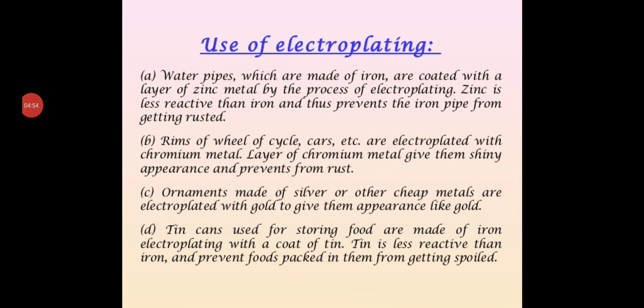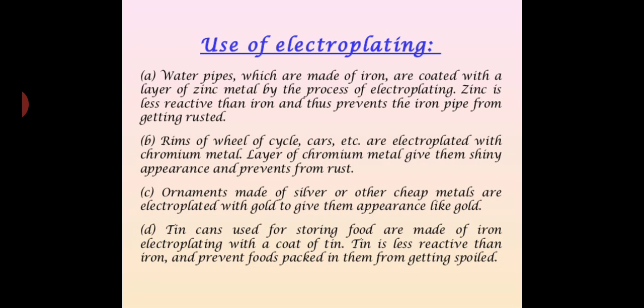Uses of electroplating. Water pipes which are made up of iron are coated with a layer of zinc metal by the process of electroplating. Zinc is less reactive than iron and thus prevents the iron pipe from getting rusted. Rims of wheels of cycles, cars, etc. are electroplated with chromium metal. Layer of chromium metal gives them shiny appearance and prevents rust.